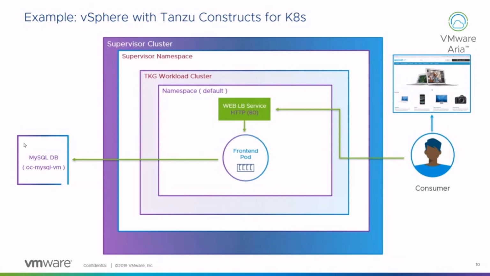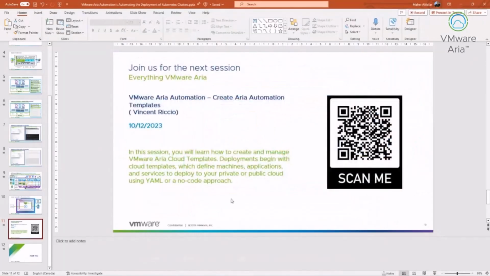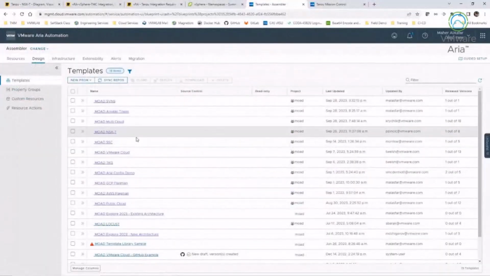And so the Aria Automation will provision the VMs, will provision the TKG cluster, and then we will go in and manually install the front end pod, which we already did, and then the consumer can go in and hit the load balancer. But before I do that, I want to explain one thing, and that is how all the networking is managed.